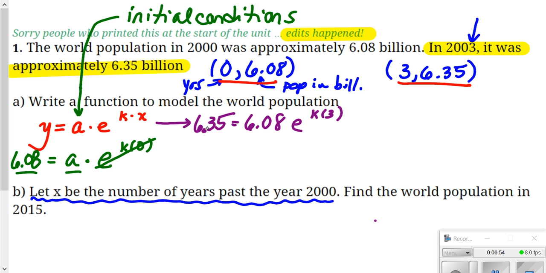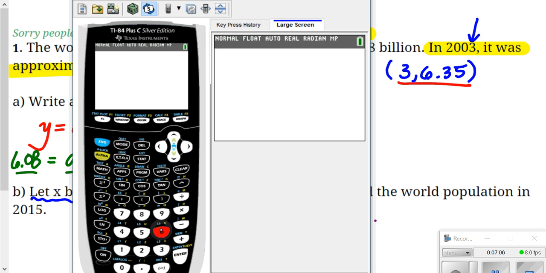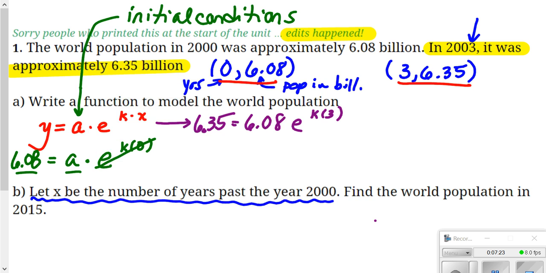And now I just get to do the fun work of some algebra, okay? And so I would divide both sides by 6.08, okay? And let's go to the calculator and do that together. So what was it again, 6.35? Divided by 6.08. Is going to give me that number on the left side of my equation. So that's 1.0444 blah, blah, blah.